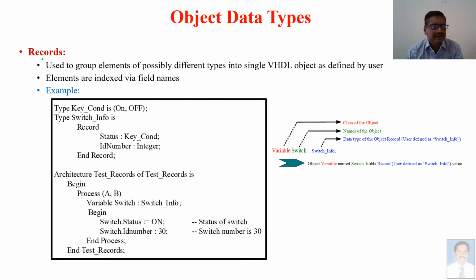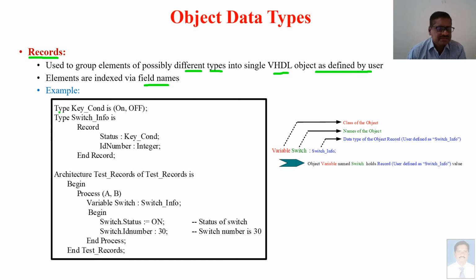This is another data type which is nothing but the records. These records are used to group the elements of possibly different types. If the elements are of similar types, in that particular case we will use array. But whenever we want to combine elements of different categories, different types, in that particular case we will use records, into a single VHDL object defined by the user. The elements are indexed by the field names.